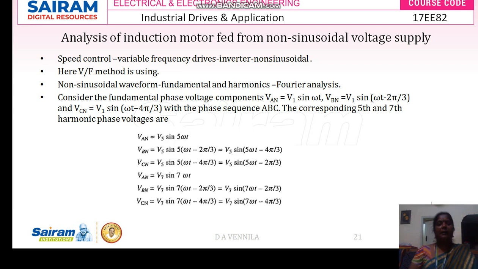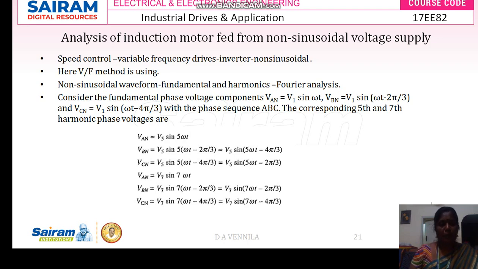Generally, we use this kind of application for the speed control of an induction motor by using variable frequency drives. It is given to the inverter, and then you will get the non-sinusoidal supply. How we are going to control the speed using drives means by using the voltage to frequency method.